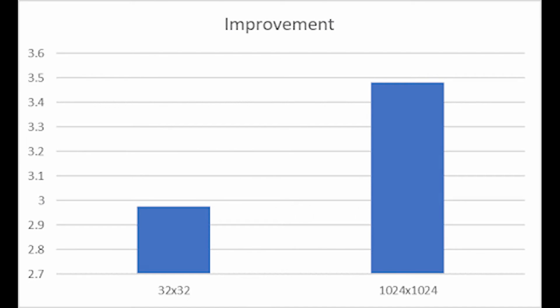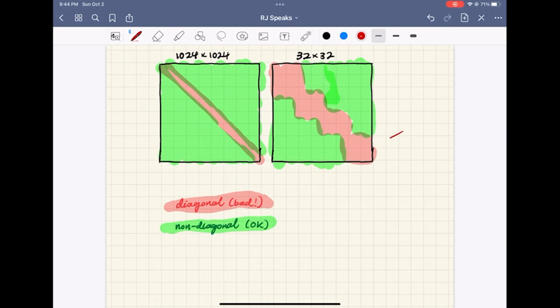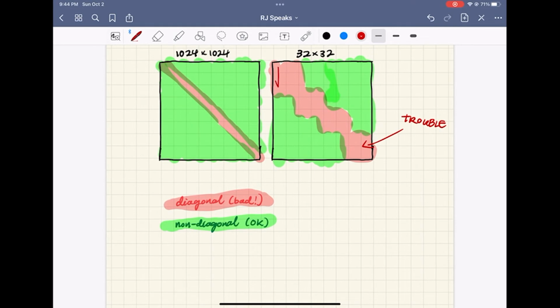The reason, as it turns out, is that in a larger matrix like 1024 by 1024, it has relatively more non-diagonal submatrices than diagonal submatrices. In contrast with 32 by 32, you see that the diagonal to non-diagonal matrix ratio is much higher. And the diagonal matrices cause a ton of trouble. In a big matrix like 1024 by 1024, the pain points that we see with diagonals sort of fade off. Diagonal matrices, these guys, are very problematic, because that's where most of the cache conflicts come from.